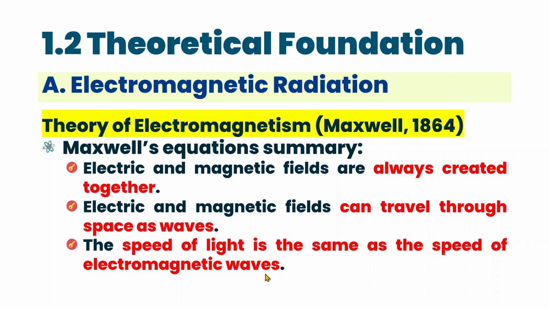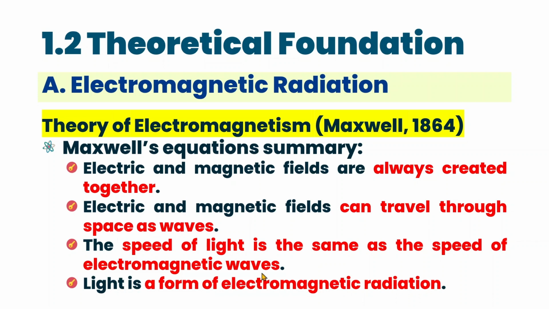The third statement is the speed of light is the same as the speed of electromagnetic waves. So all of the waves in the electromagnetic spectrum, which I will be showing you later, the speed of them, for example, infrared, is equal to the speed of light. And lastly, light is a form of electromagnetic radiation. So these are all the summaries of Maxwell's equations.